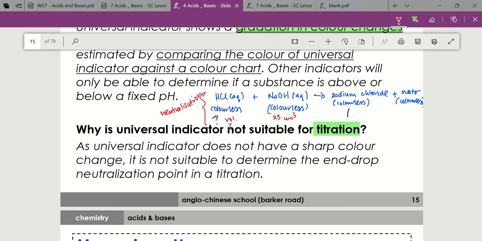Okay, so this is what we're talking about over here. Why is universal indicator not suitable for titration? Because it does not have a sharp color change. There is this constant changing of colors that it is difficult to determine what is the endpoint of neutralization in the titration process. So I cannot determine what exactly is the correct shade of green that allows me to get the neutral pH.